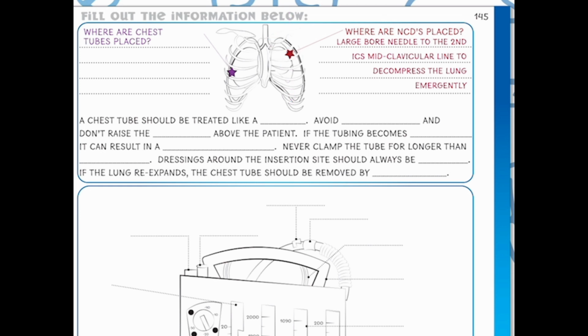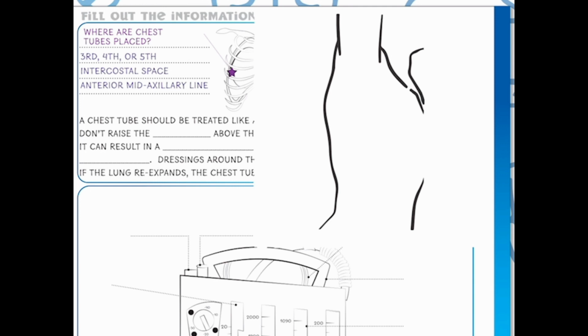And we're going to talk mostly about our chest tubes next. And our chest tubes don't go in the same place as our needle chest decompressions. So we want to put a chest tube in the third, fourth, or fifth intercostal space, which is the anterior mid-axillary line. So we have our third rib, our fourth rib, and our fifth rib. And we want to go anterior mid-axillary line. So we have 3 axillary lines in our mid-axillary line. And remember, axillary means armpit.